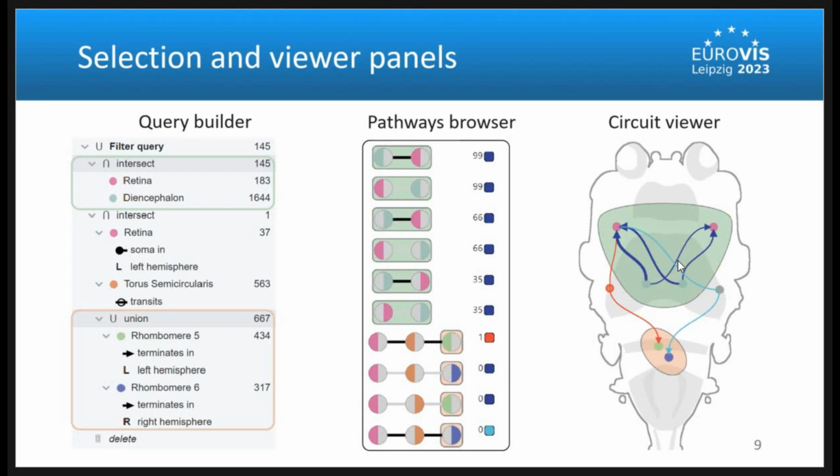The next component is the circuit viewer. It provides an intuitive visualization of the built neural circuit and the corresponding pathways. It's based on the real anatomy of a zebrafish. The connections between the nodes are drawn using smooth curves. An arrow at the end of the curve indicates the terminates-in relationship. Two locations per brain region are shown to distinguish between the left and the right hemisphere.